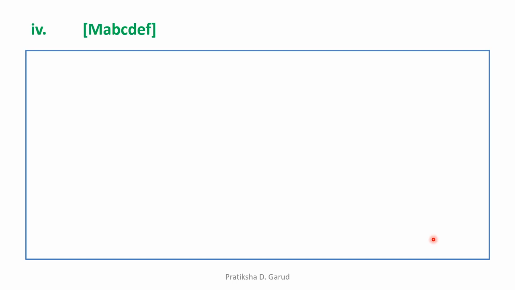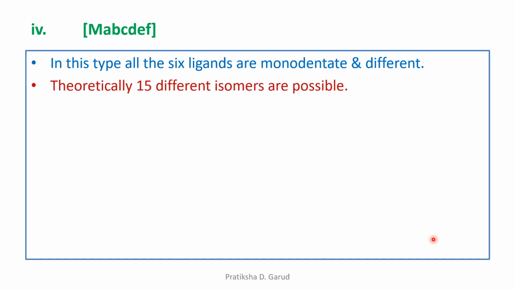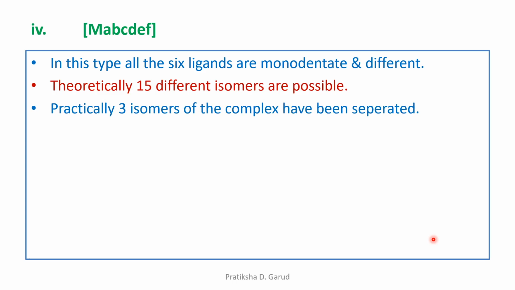Next type, that is the last type, which is MABCDEF. Now M is the central metal atom or the ion, and there are 6 different types of monodentate ligands. So in this type, all the 6 ligands are monodentate and different. Therefore, theoretically 15 different isomers are possible. But practically only 3 isomers of the complex have been separated.